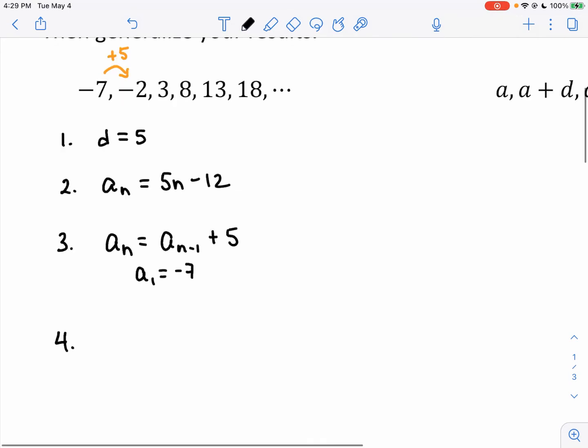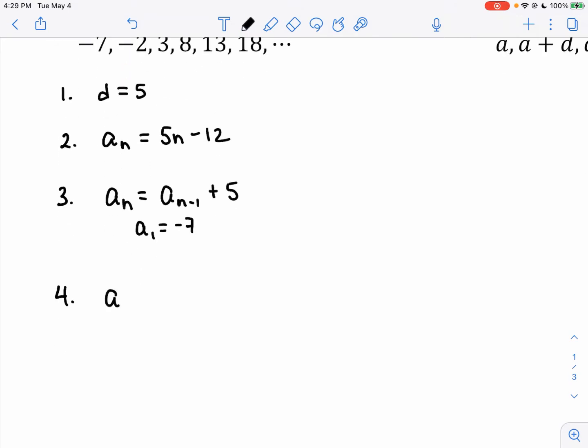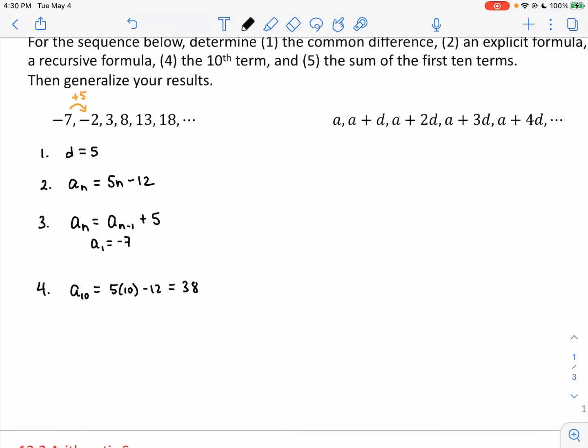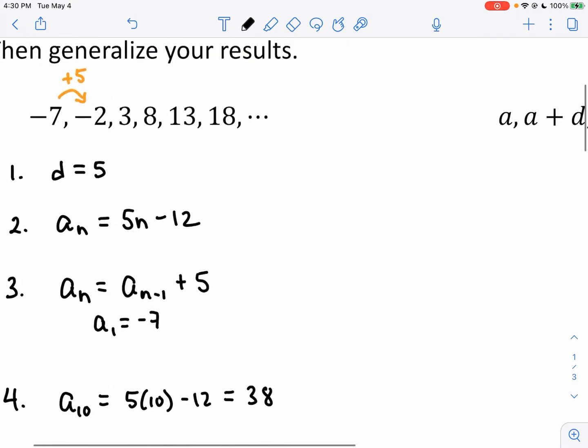So I'm going to use the explicit formula and say a sub 10 is equal to 5 times 10 and then minus 12. And this should give me 50 minus 12, which is 38. That's the 10th term of the sequence. This could also be found by simply continuing the sequence until we get to the 10th term. For example, the very next one, after add 5 to 18 would be 23. After that would be 28, then 33, and then 38.